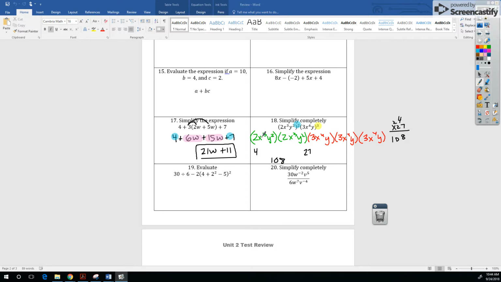Just count your x's. 3 here, 4, 4, 4. So 1, 2, 3, 4, 5, 6, 7, 8, 9, 10, 11, 12, 13, 14, 15, 16, 17, 18. Same thing with y's. 2, 4, 5, 6, 7.